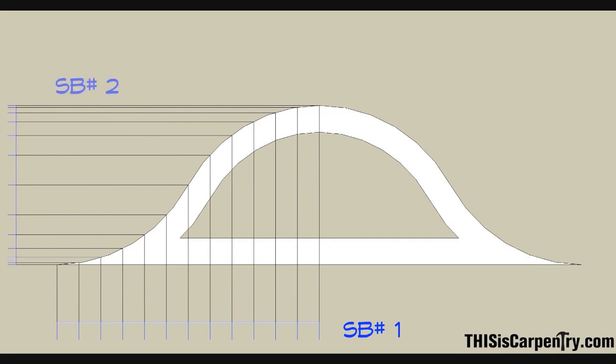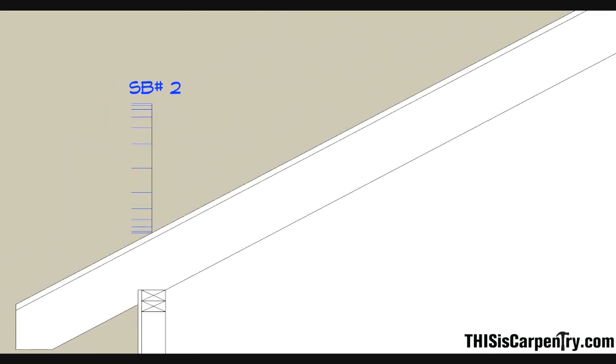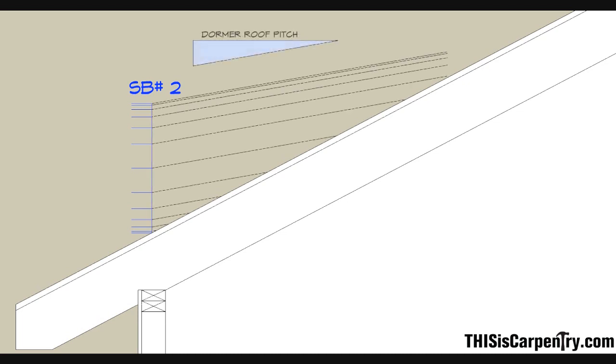With the information gathered from Storyboard 2, a new drawing is made that represents the side elevation of the dormer and includes the roof line of the existing building. With the desired roof pitch of the dormer determined, lines are drawn from each point on Storyboard 2 until they intersect with the main roof line. This creates Storyboard number 3.